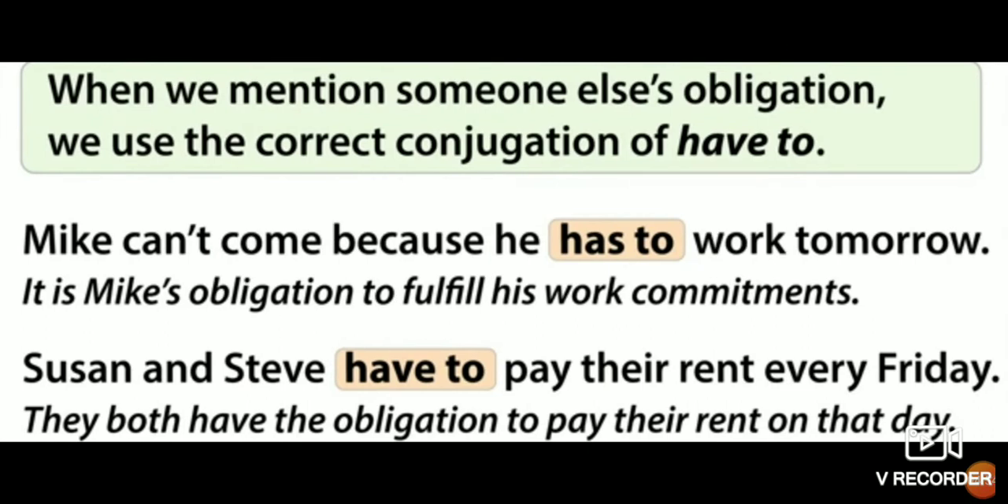When we mention someone else's obligation, we use the correct conjugation of have to. Mike can't come because he has to work tomorrow. So it is Mike's obligation to fulfill his work commitment. Getting all of you? It is Mike's commitment. Mike cannot come because he has to work tomorrow.